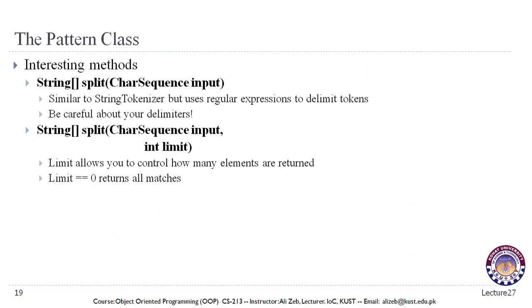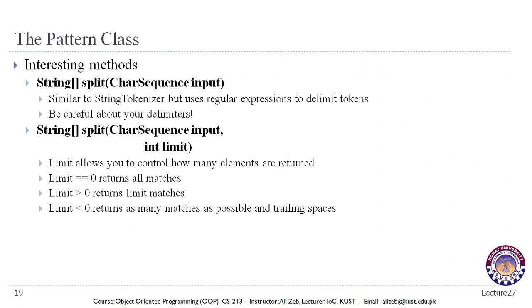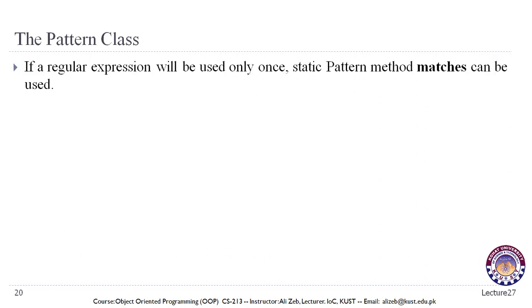A limit equal to 0 returns all matches. A limit greater than 0 returns exactly that number of matches. And a limit less than 0, a negative number, returns as many matches as possible including trailing spaces. In this case, the value of the limit is not important, just the sign of the limit is important.